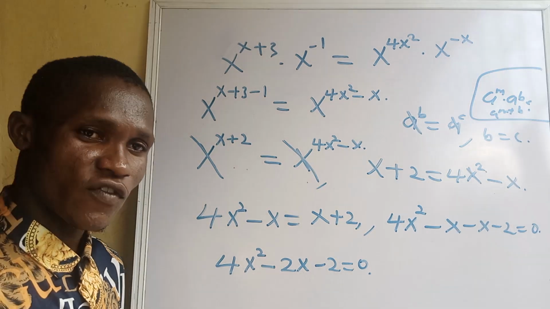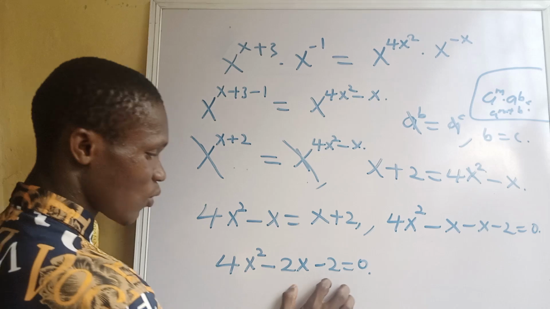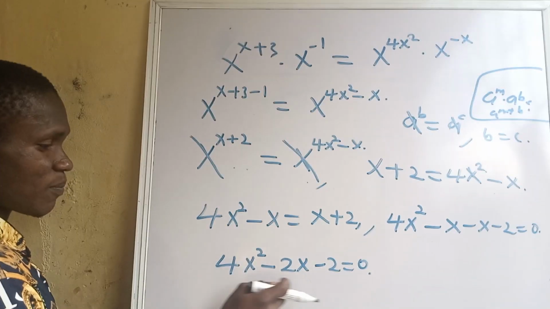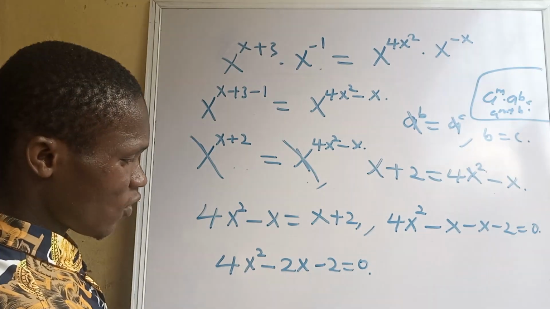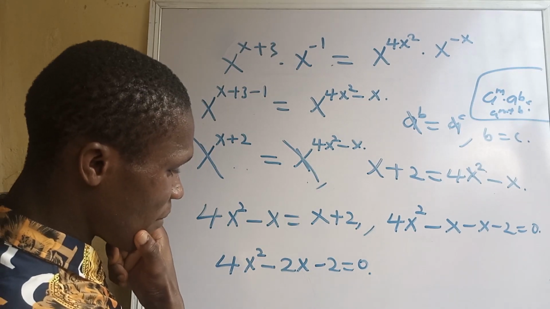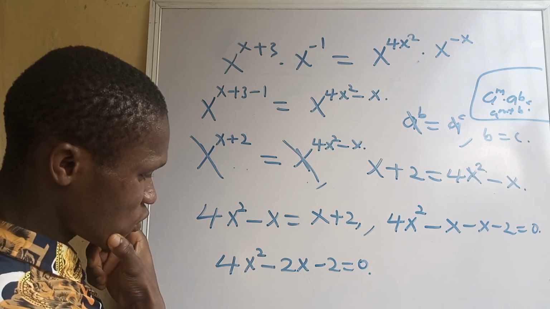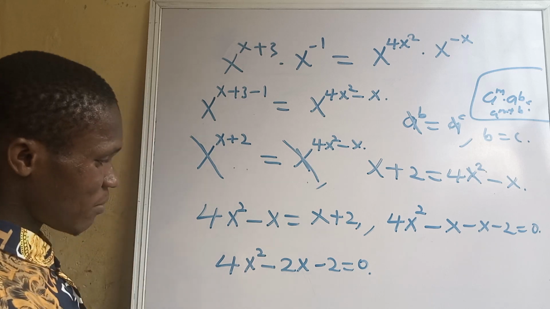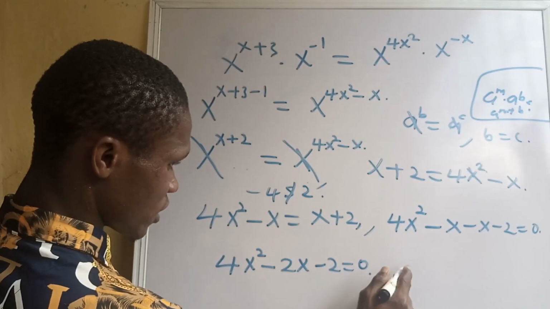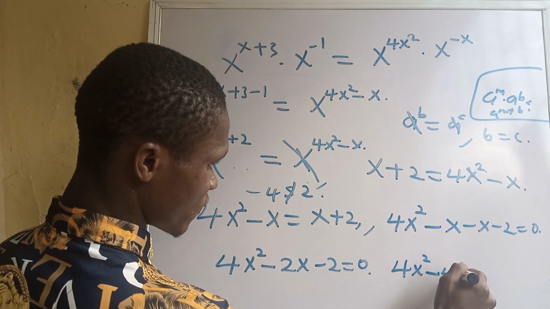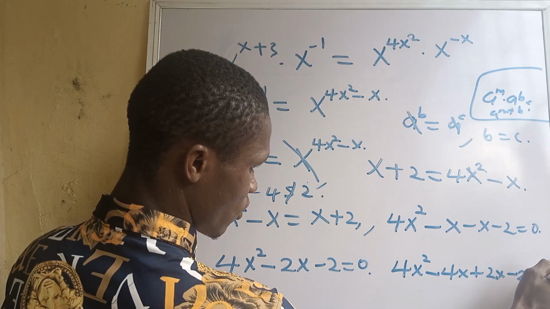And from here, we can solve with the factorization method, because now we have a quadratic equation. So if we multiply this with this, it's going to give us what? Minus 8. So we are going to look for two numbers. If we multiply those two numbers, they are going to give us minus 8, and if we sum them, they are going to give us minus 2. So what are those two numbers? Those two numbers are minus 4 and 2. So we're simply going to have 4x squared minus 4x plus 2x minus 2 equal to 0.